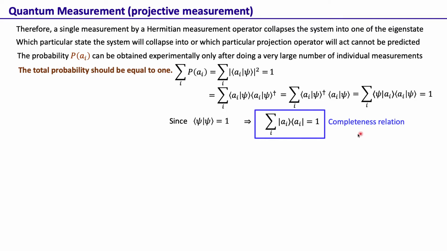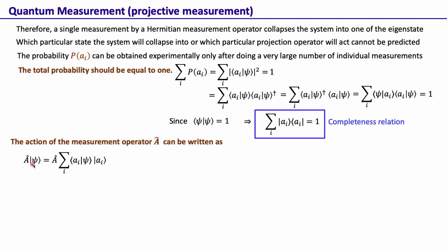So that's the completeness relation we get from the fact that the total probability of measurement has to be equal to 1. Now let's write explicitly the action of this measurement operator. This is A acting on psi, so this is A psi. We can write psi in the eigenket ai basis in this manner.